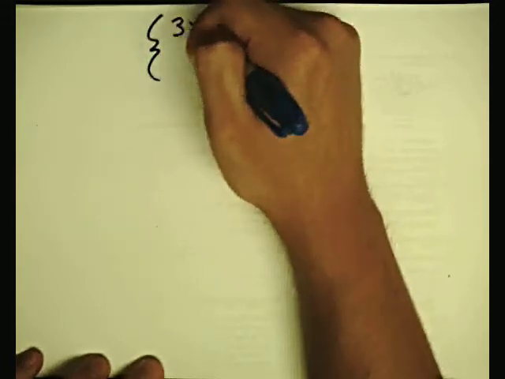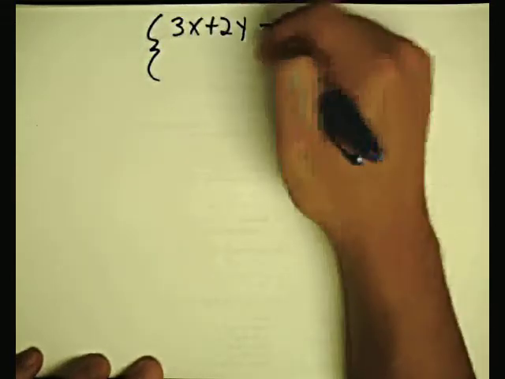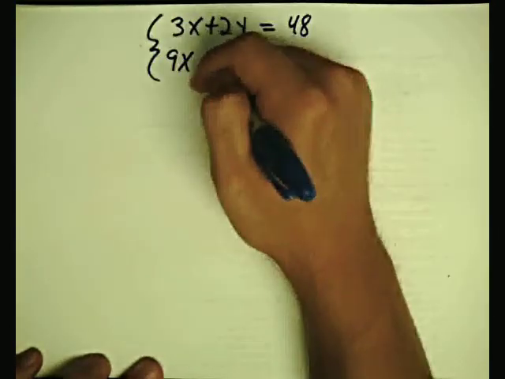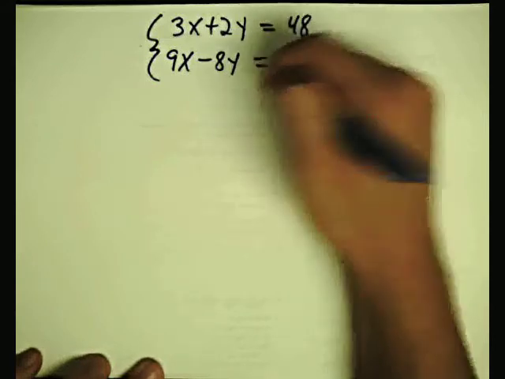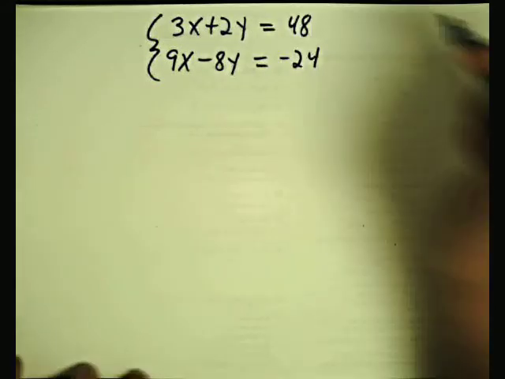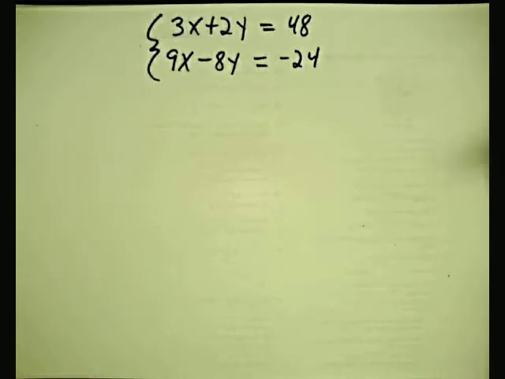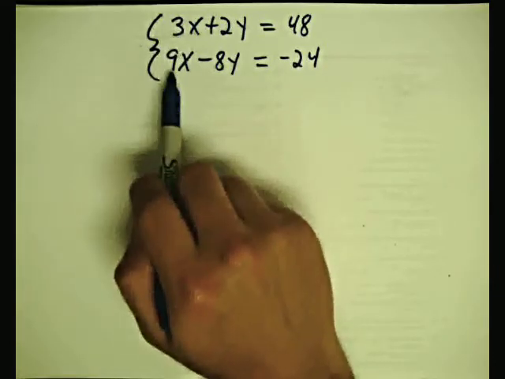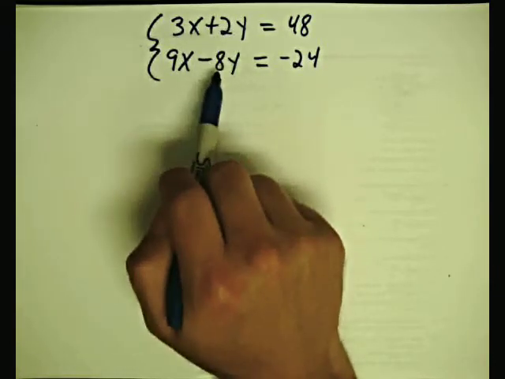So example number 4, we have the system 3x plus 2y equals 48, and 9x minus 8y equals negative 24. So first you want to check and see, do either of my variables in both equations have the exact same coefficient and opposite sign? 3 and 9, no. 2 and negative 8, no.